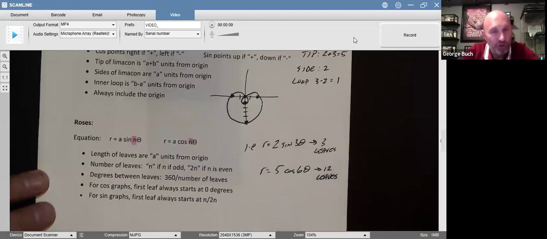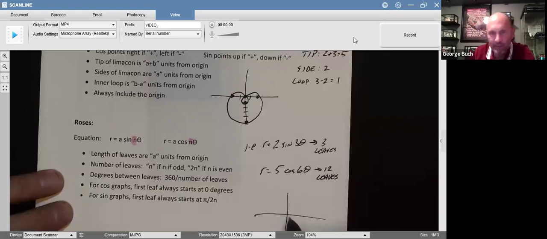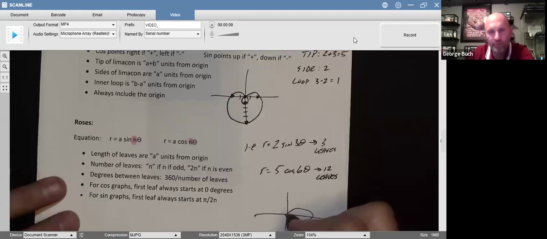The degrees between each leaf is just 360 divided by however many leaves we have. So if I have 3 leaves, 360 divided by 3 is 120 degrees between each leaf. They're all uniformly distanced apart. And then the key is, where does the first leaf start? For a cosine graph, the first leaf always starts at 0 degrees. That's over here. I'm always going to have a leaf off to the right. So if I had 3 leaves, maybe I have something that looks like this.